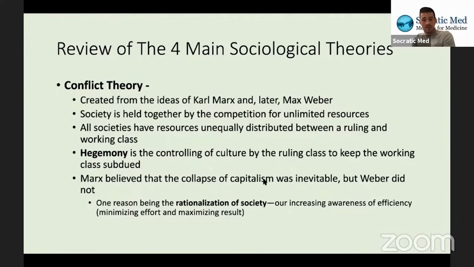So Marx believed that the collapse of capitalism was inevitable, but Weber did not. And one reason being this concept called the rationalization of society. And that just means as we become aware of all of this, we become aware of how we work and what our work is worth. We become aware of the efficiency as well. So we're trying to minimize our effort and maximize our result, which just becomes common sense, you know?